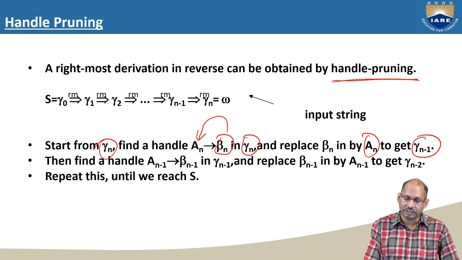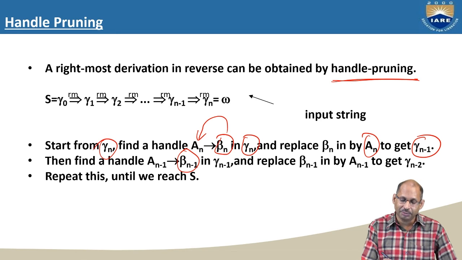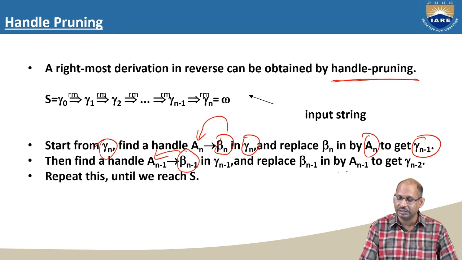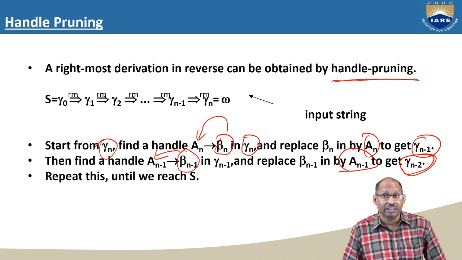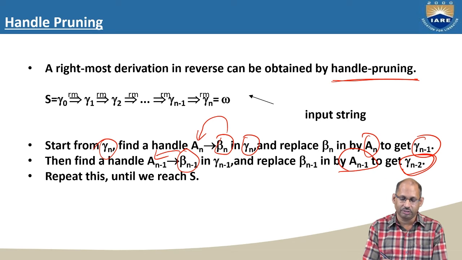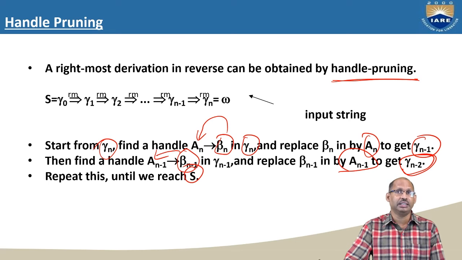And simply next, beta n minus 1 in gamma n minus 1 should be replaced with A n minus 1 to get gamma n minus 2. And it is repeated until we reach S. This process we refer to as handle pruning. Right? So a rightmost derivation in reverse can be obtained by handle pruning.